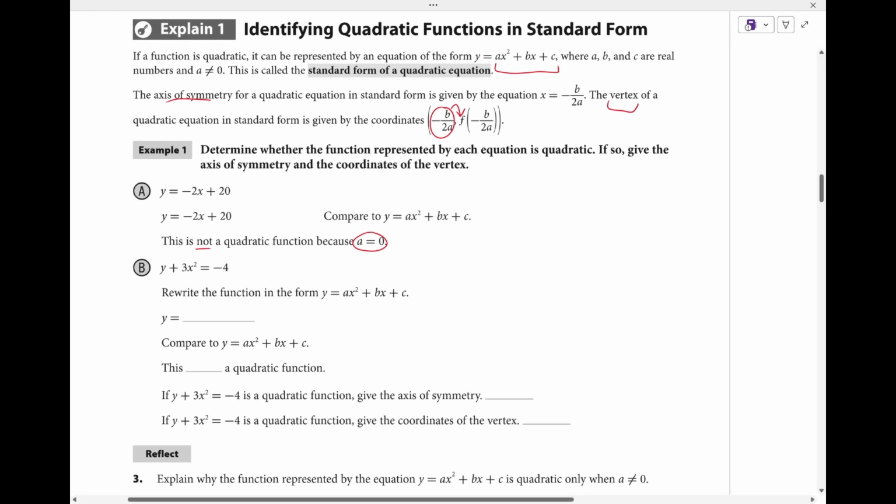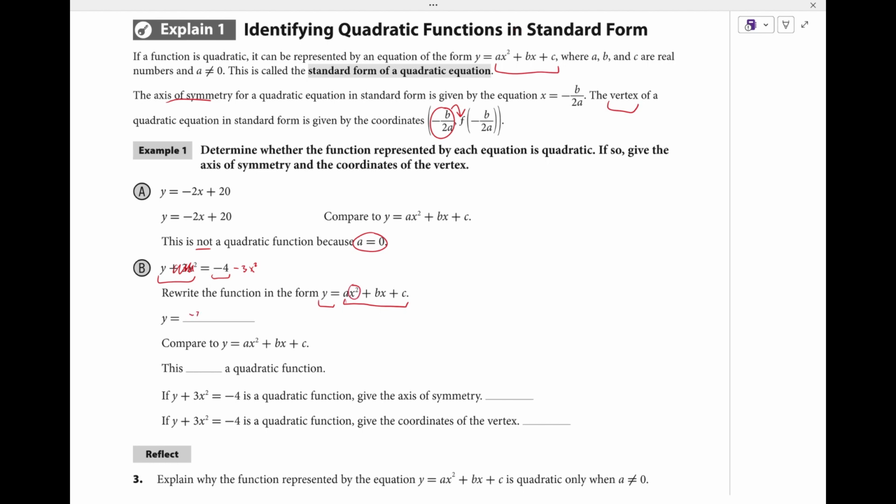Alright, part B, y plus 3x squared equals negative 4. Let's see if we can rewrite this in this form. So standard form with the terms in decreasing order of degree. So right now I have y plus 3x squared equals negative 4. Well, I can just use some algebra if I want to get y equals on one side. So I'm going to just subtract 3x squared from both sides to get rid of that. And I want to put the x squared term first, so I'm actually going to put negative 3x squared here. Minus 4.